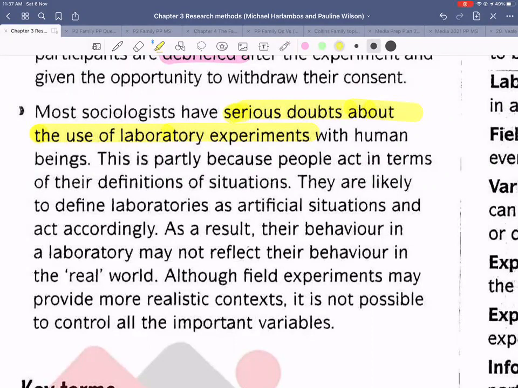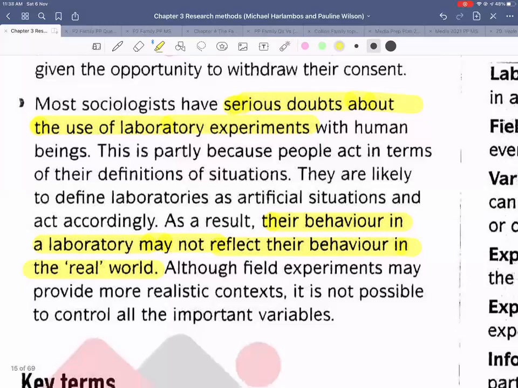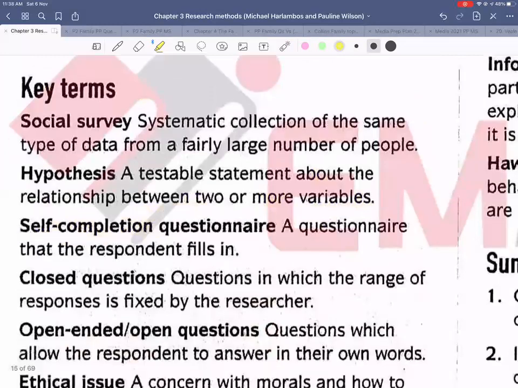As a result, the behavior in the laboratory may not reflect the behavior in the real world. Although field experiments may provide a more realistic context, it is not possible to control all the important variables. So, like I said, if it is a lab experiment, you'd be able to control your variables better. But then again, uski findings ko aap kis had tak apply kar sakte ho in real world situations is questionable. At the same time, a field experiment gives you a realistic idea, but within a field experiment, the chances of being able to control external variables are less.